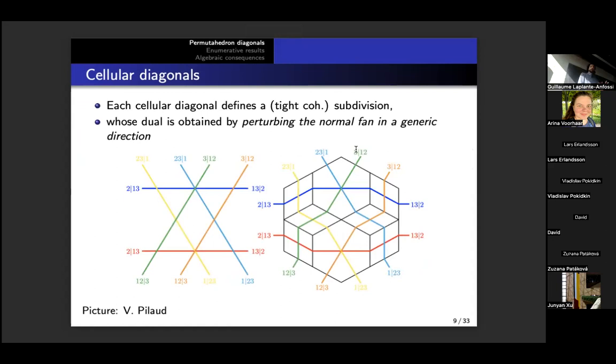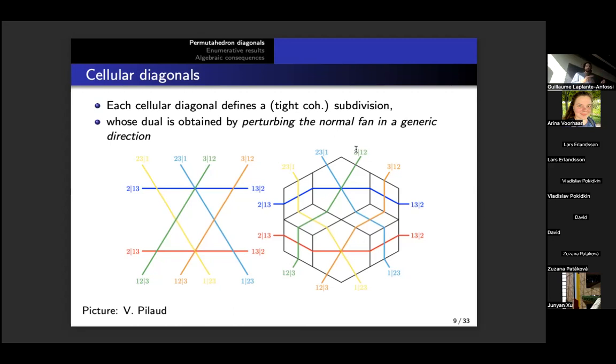Okay, and this process, when you do it in the dual picture, you can see it as follows. So you take the normal fan of your polytope. So here, what is represented is the two copies of the normal fan of the hexagon. So we look at the hexagon. The normal fan of the hexagon is the braid arrangement, like these three lines that you see, for instance, the two blue and the green line. This is the normal fan of the hexagon.